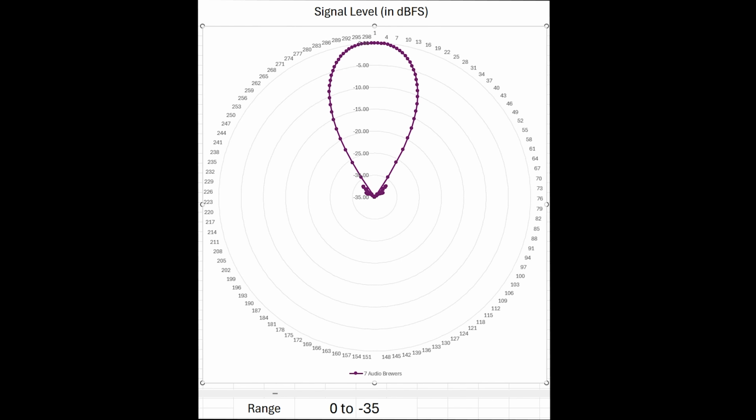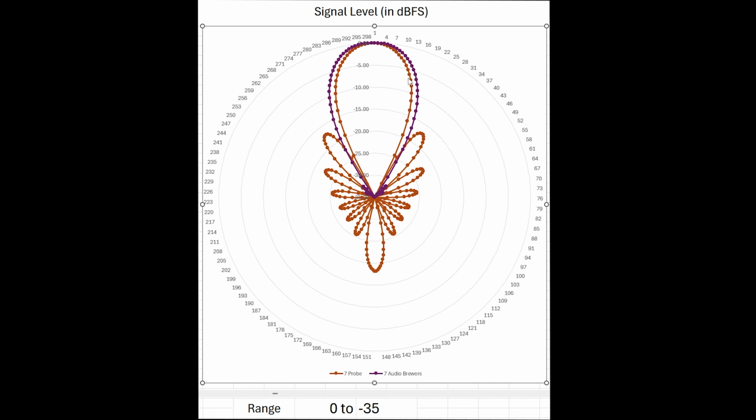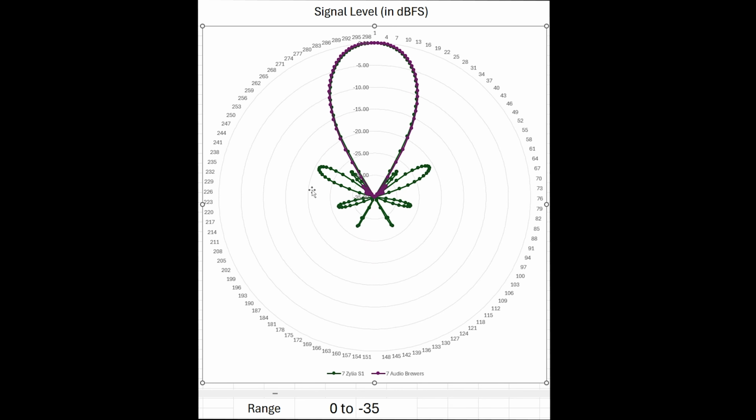Okay, the Audio Brewers beam against an ordinary cardioid polar pattern. You can see that the cardioid polar pattern is much wider. Against the max-re, you can see that the max-re has much more bleed on the sides and a little bit on the back. And against a probe, you can see that the probe is a bit narrower, but there is a lot of bleed coming from behind and from the sides. And finally, against the Zilia, you can see that they are as narrow as one another. However, the Zilia has much more bleed on the sides in comparison to that of Audio Brewers.